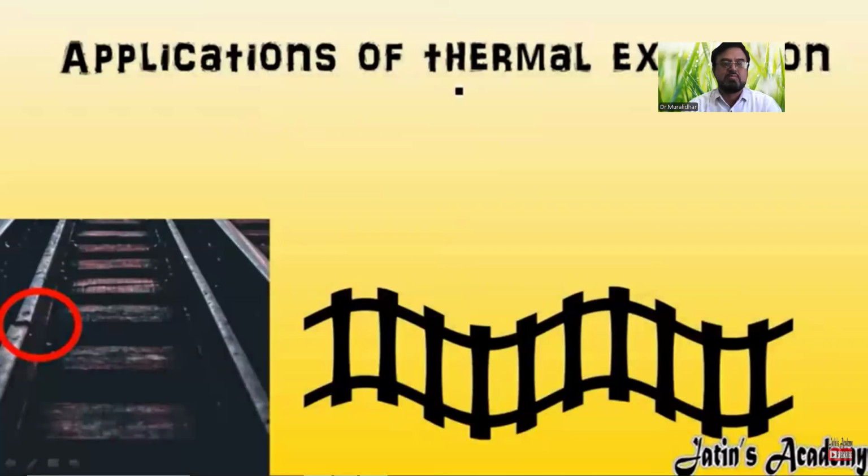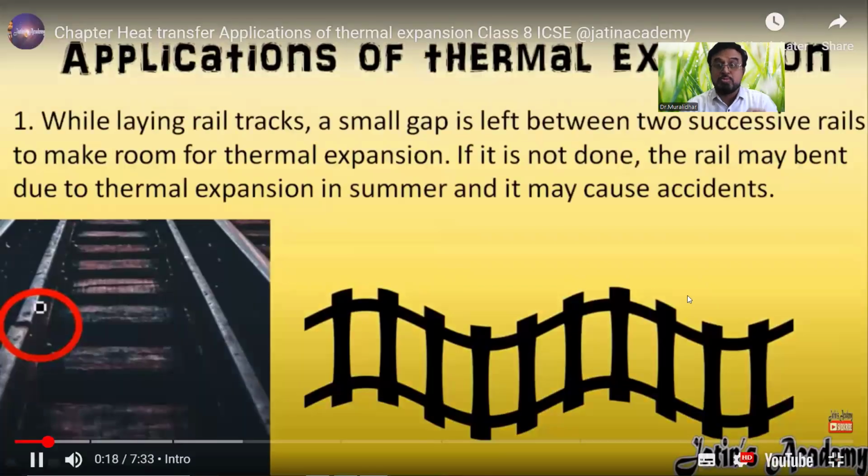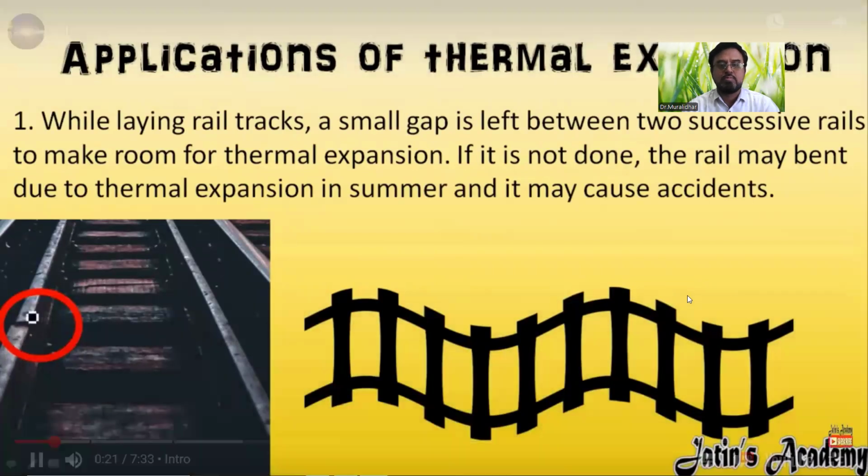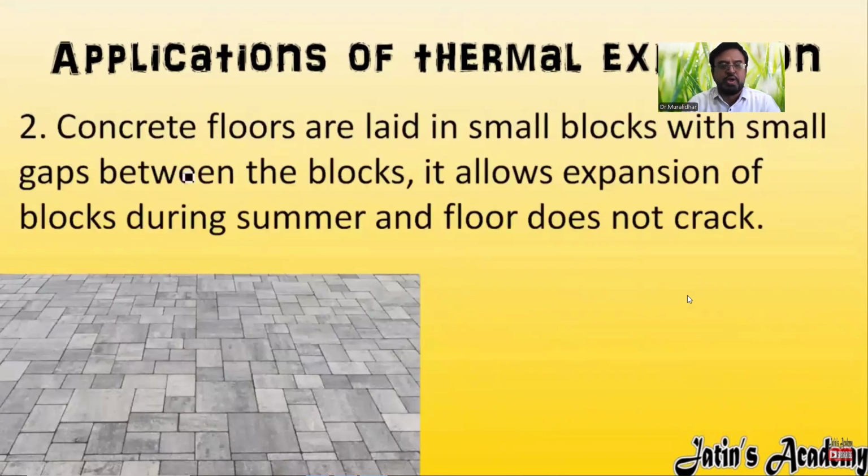The first application: while laying rail tracks, a small gap is left between two successive rails. Observe carefully. Why is there a small gap between the two successive rails? Because during summer there is thermal expansion in the solid, so that it can expand properly during summer, that is why some space is left between them. And if there is no space left between them, then there may be accidents due to the thermal expansion.